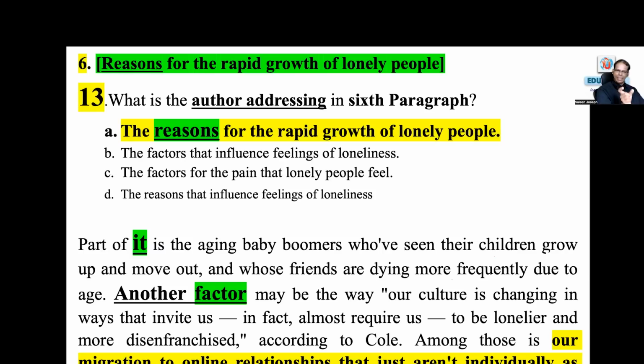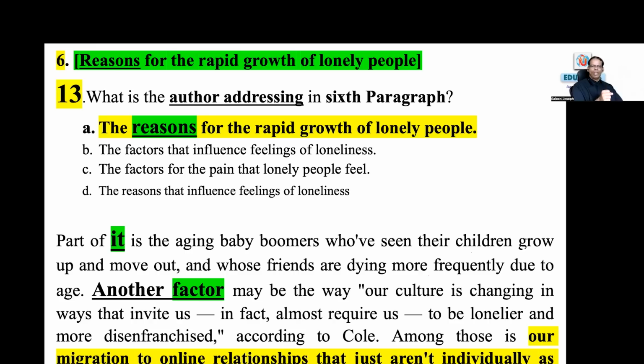So the very fact, part of it, that reference tells you they are speaking about the reasons for the rapid growth of lonely people. Another factor, our culture is changing, to be lonelier and more, according to Cole. Among those is our migration to online relationship. That is the reason given for loneliness. So what is it? Far-flung, no longer residing in physical communities together. So far-flung is loneliness, no longer residing in physical communities is loneliness, and migration to online relationship is loneliness. Individually as powerful due to the lack of physical proximity. Individually is loneliness. Lack of physical proximity is loneliness.